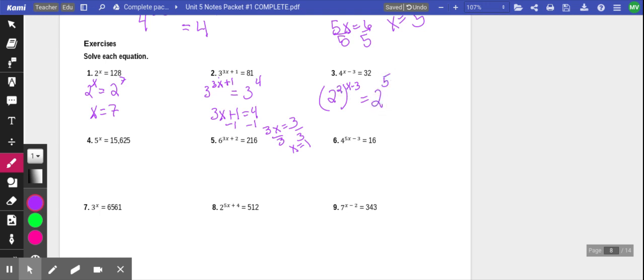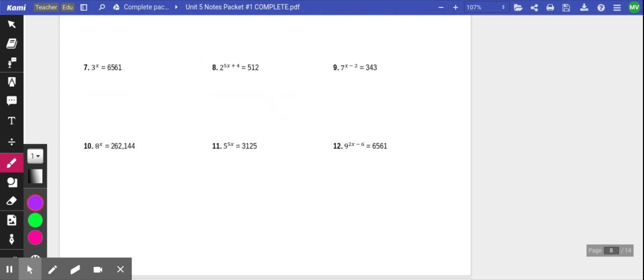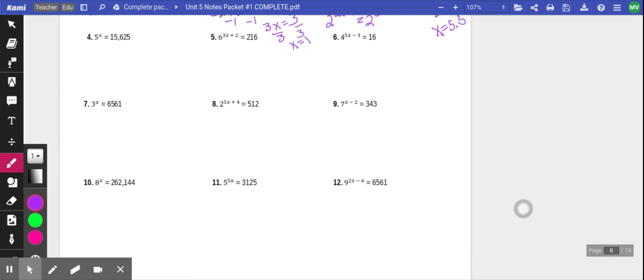When I'm raising a power to a power, I multiply those exponents. So it's 2 to the 2x minus 6. I have to distribute that. Equals 2 to the 5th. Now my bases are the same. So that means 2x minus 6 equals 5. I solve by adding 6, then divide by 2, and x equals 5.5. I want you to pause the video now and try numbers 4 through 12.